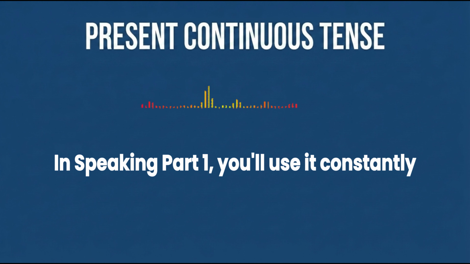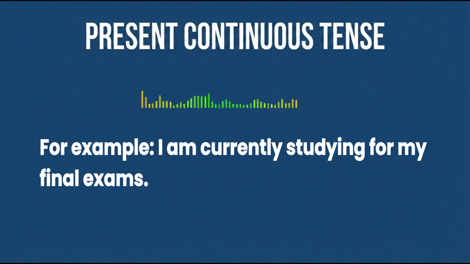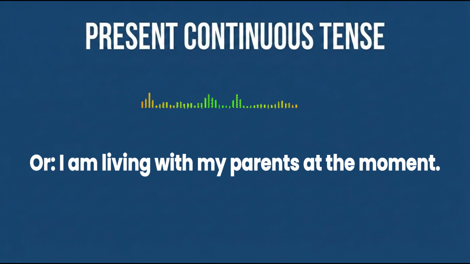In speaking part 1, you'll use it constantly for describing what's currently happening in your life. For example, I am currently studying for my final exams, or I am living with my parents at the moment.